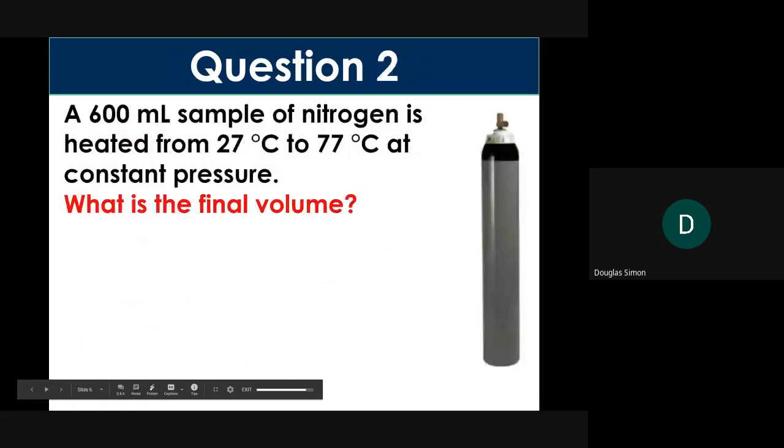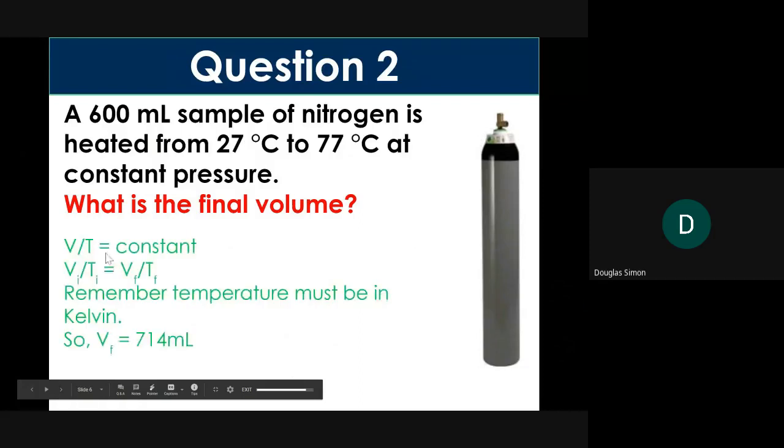All right, question 2. Pause the video now and try this question. So again, volume over temperature is a constant. So it's basically plugging in the numbers, but making sure we've converted to Kelvin. Because we are looking at a ratio of the volumes, it doesn't matter that it's in milliliters in this case, because the milliliters will just cancel when we do volume over volume. So we don't need to convert. Sometimes you might, but not in this case.